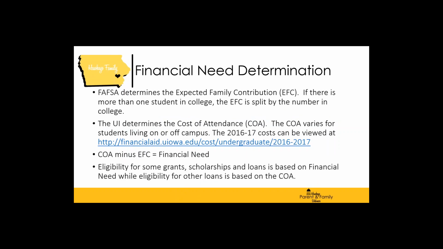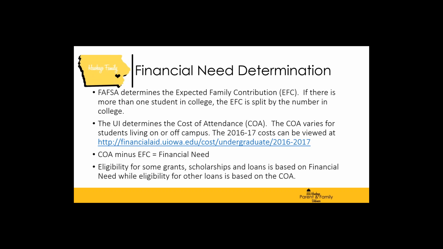When we go to award financial aid, we're going to be looking first at what the student's financial need is, and the way we determine that is to take the expected family contribution that was processed and determined through the FAFSA, and that expected family contribution is going to vary based on the number of students that you have in college. So if you have more than one student in college, that EFC is going to be split amongst your students. Then the university knows what the cost will be.